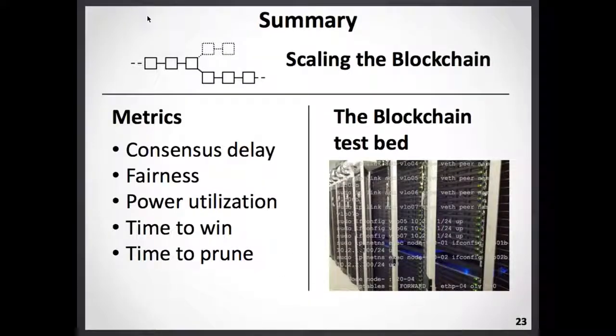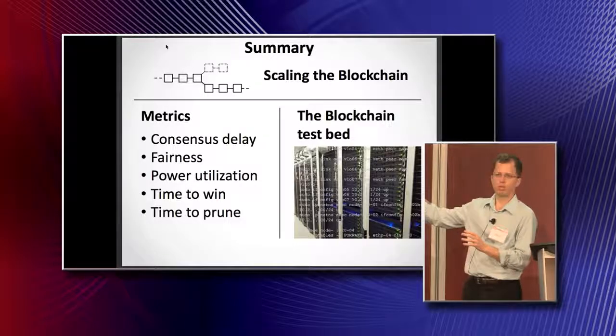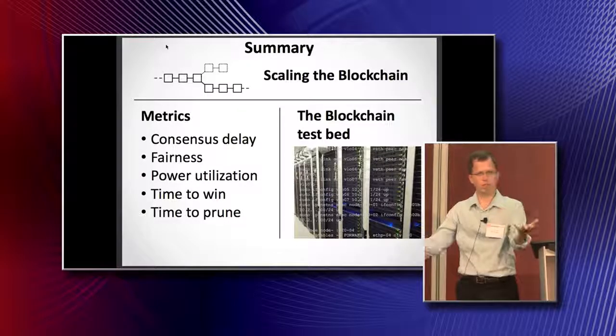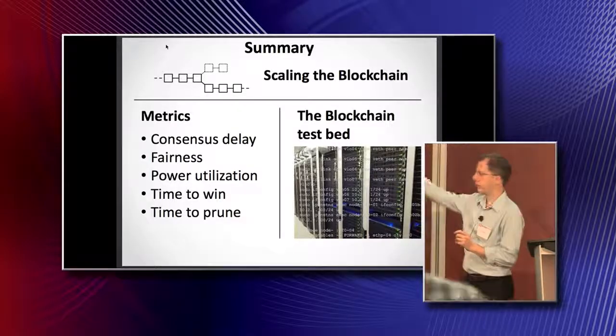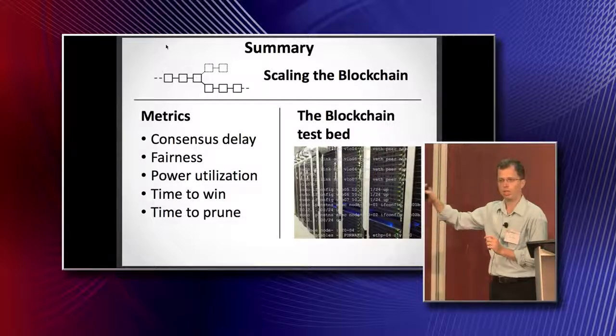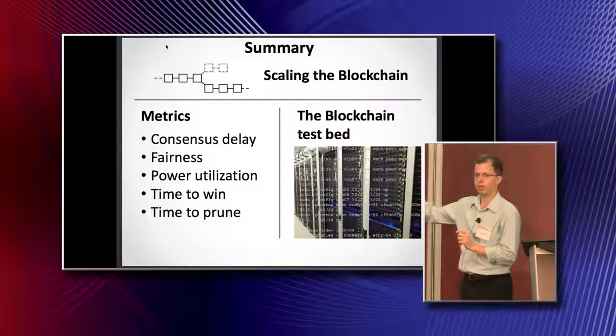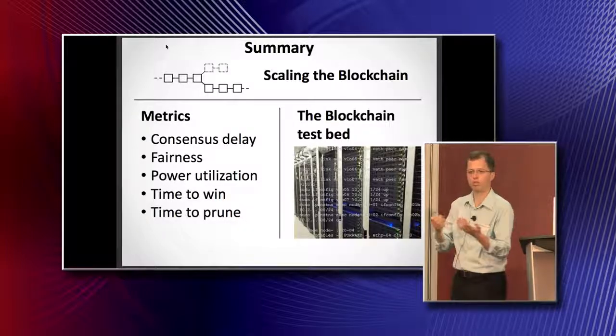So in summary, I talked about scaling the blockchain. We gave clear metrics. This is a way to evaluate results. These experiments did not evaluate any of the suggestions that are currently running on forums and as BIPs. This is just the raw Bitcoin. We wanted to see clear, stark trends. We measure the consensus delay, the fairness, the power utilization, the time to win and the time to prune. These are new metrics that we introduce and we believe are a good way to evaluate alternative protocols.